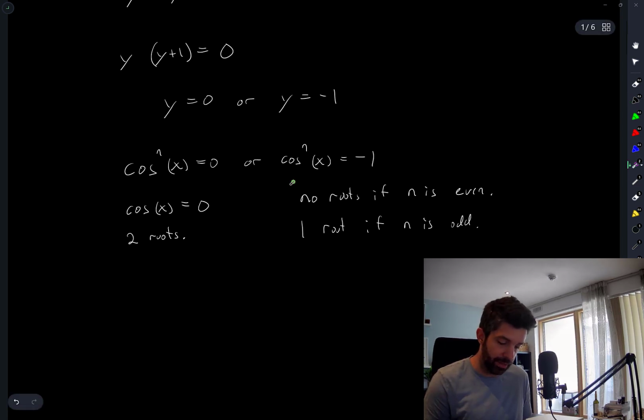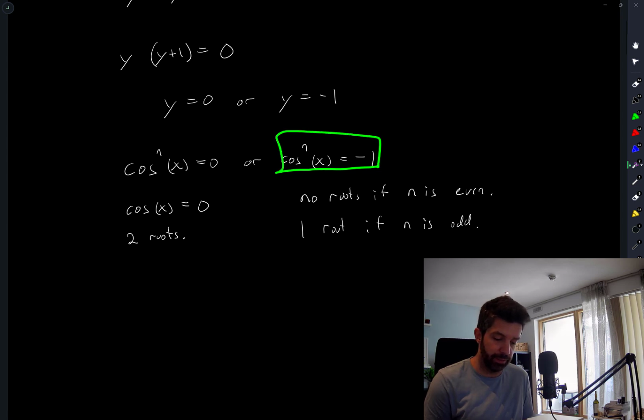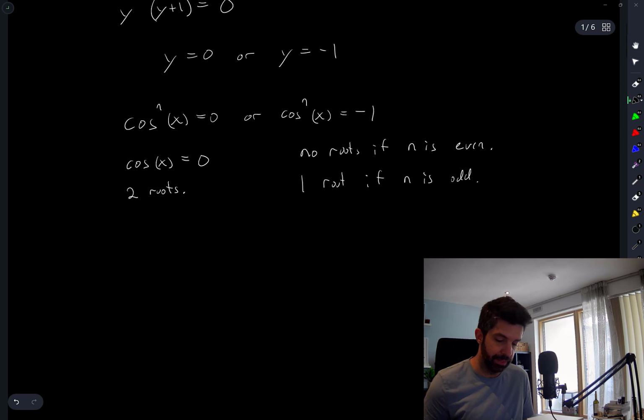If n is even, this of course never holds, because the left-hand side will always be non-negative. But if n is odd, then this becomes the same as cosine x equals -1. Again, if you visualize the cosine function, there's only one value of x between 0 and 2π. In fact, x will have to be equal to π. So x equals π solves this when n is odd, but nothing solves it when n is even.